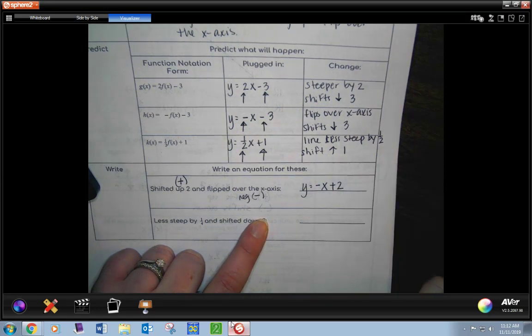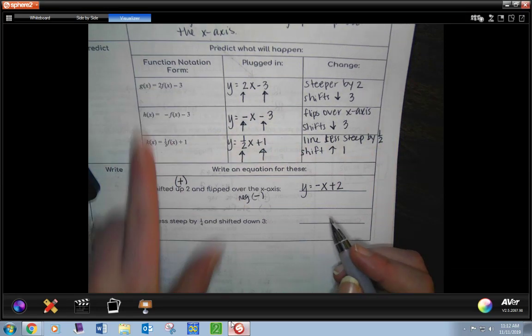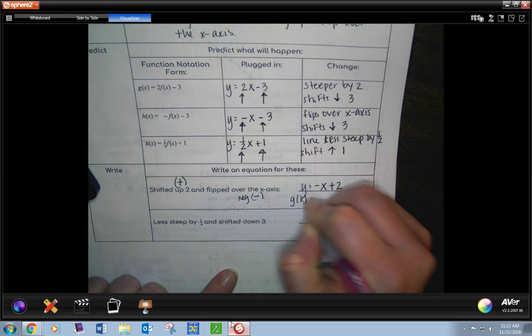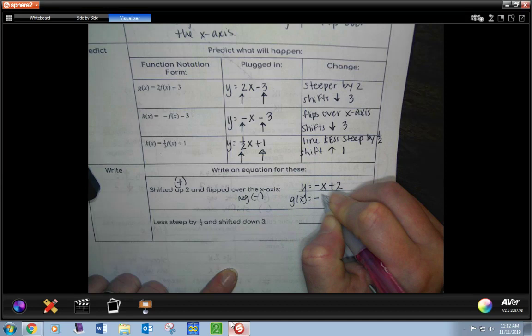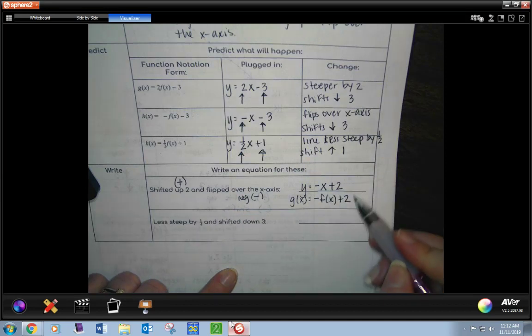Now, if you want to take it a step further and get all the way back to function notation, you can pick any letter you want for the y. So I'm going to just do g of x equals. I keep everything but the x, so I have negative, and this becomes f of x plus 2. I would accept either of these. These are okay.